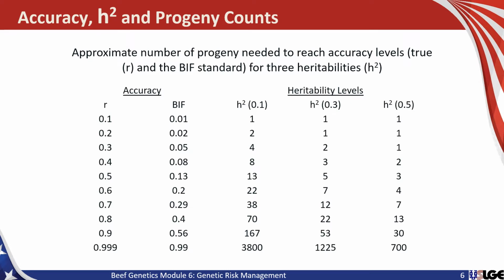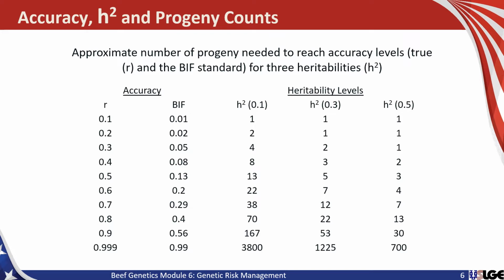In this table, we'll start with an accuracy on the R scale of 0.1. That's equivalent to a BIF accuracy of 0.01, so a low accuracy. And it takes roughly one progeny across all three of these heritability scales to achieve that level of accuracy.